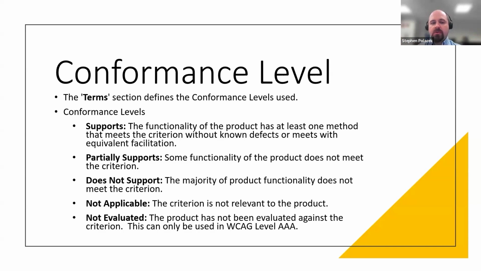Second one is partially supports. So some functionality of the product does not meet the criterion. Usually this is referring to things where your navigation menu is working on multiple parts of your page, but when you're actually filling out maybe a quiz or something, the navigation menu goes away, or it's still there, but it's not working right in this one place. That's usually partially supports. Or things like there's 1 or 2 buttons on this part of the website that are not labeled, but the buttons throughout the rest of the site are labeled. So there's usually only a few problems within the whole product.